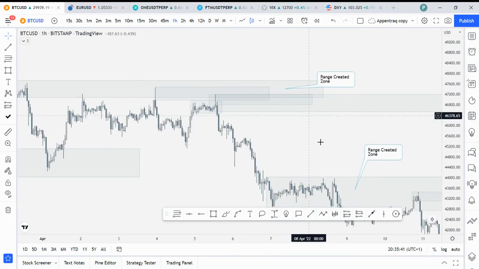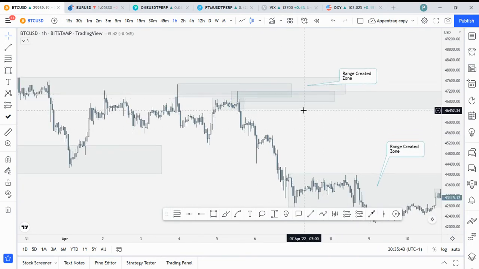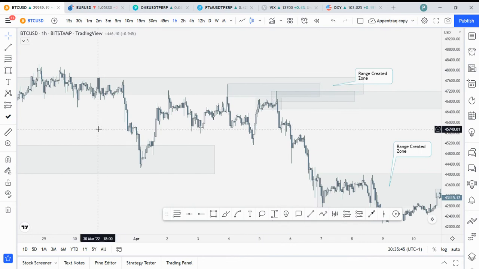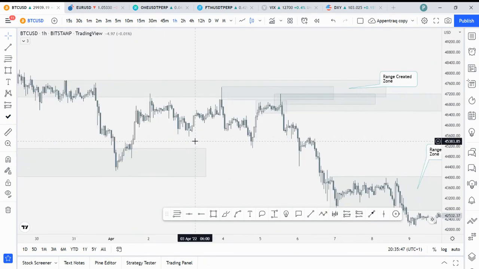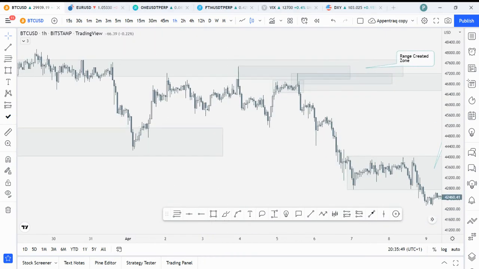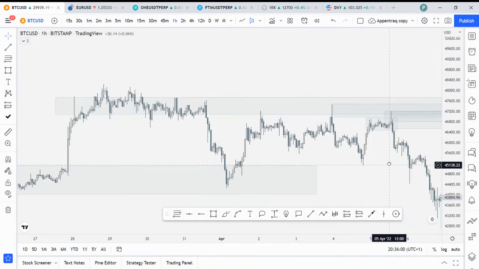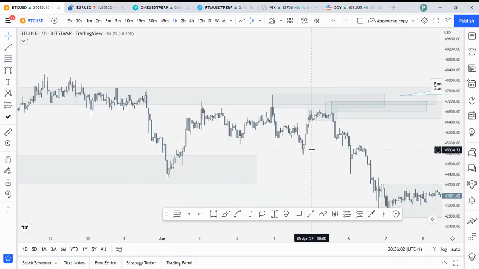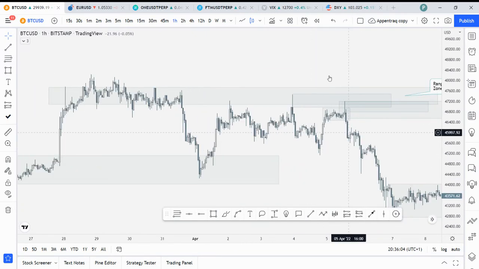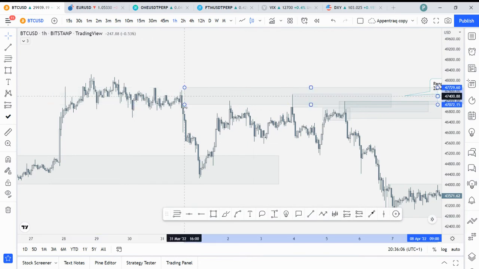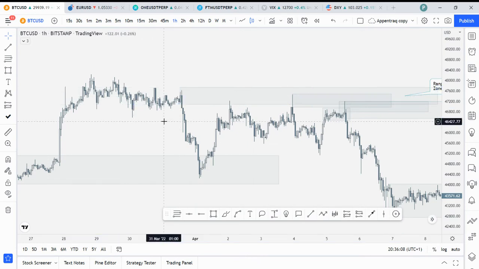Okay, so if price taps into it, then expect that it's going to sell off. All right, so that's weak refinement. Okay, and you also have equilibrium refinement. Equilibrium refinement is when you reduce your wick to the midline. Okay, to the midline. Remember, I adjusted my zone to this area.